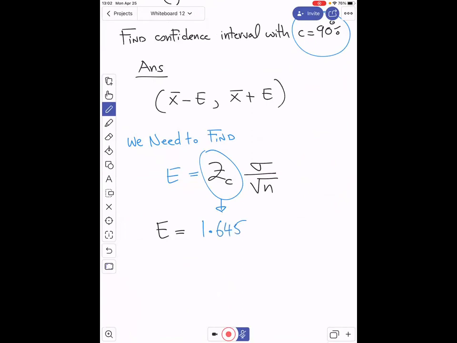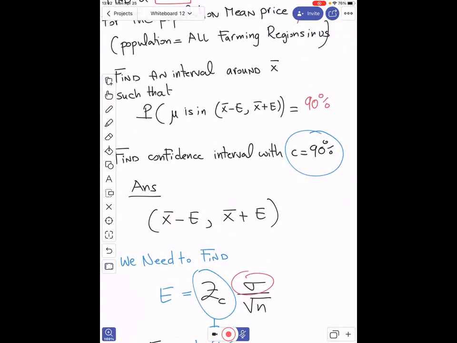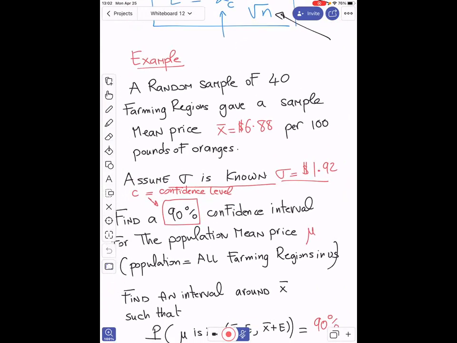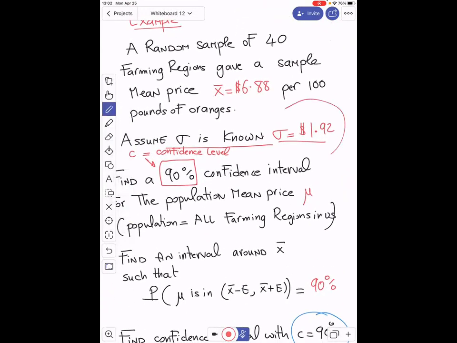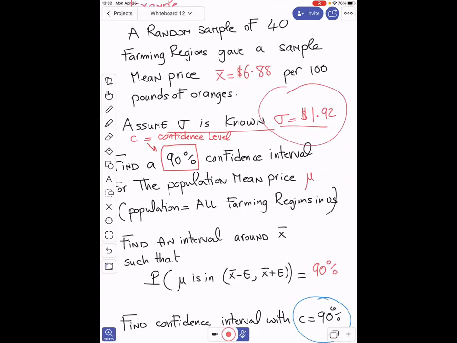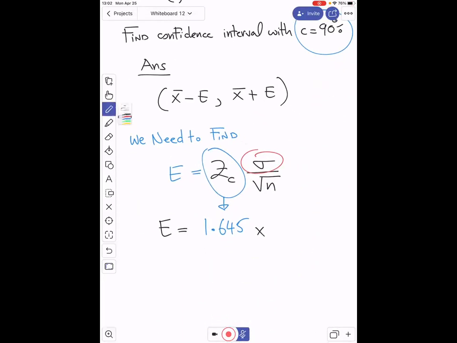1.645 times, and then there is a sigma. It's known, it's given. It's right here. In this section, I'm going to suppose that sigma is known. So it's $1.92, 92 cents. So times 1.92 over the square root of N, and of course that's the size of the sample.